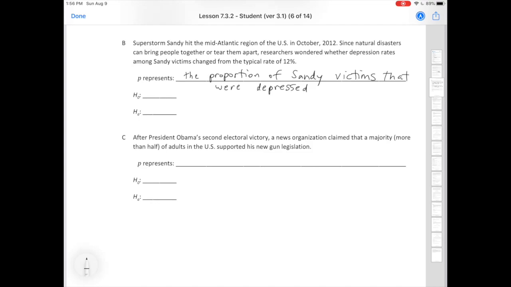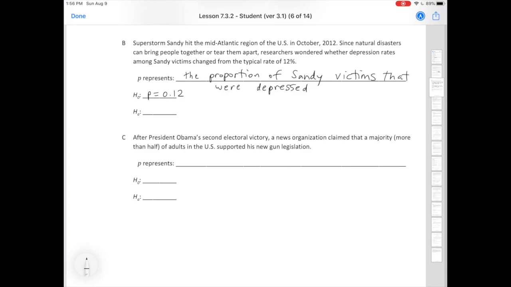And so what would the null hypothesis be? Well, they're wondering if it changed from the typical rate of 12%. In other words, 12% is the null hypothesis, right? Because we're going to assume that it has not changed. So I'm going to write P is equal to 0.12.